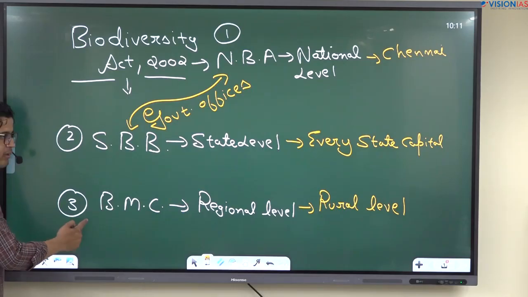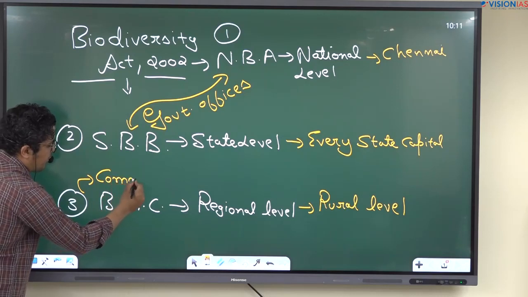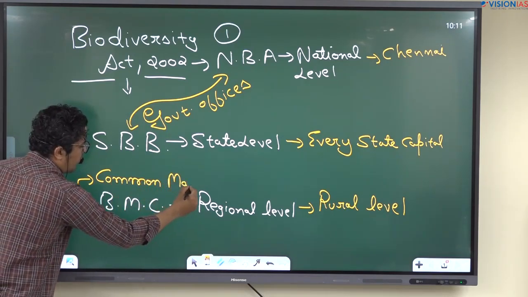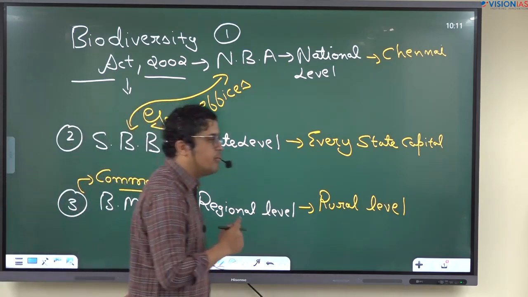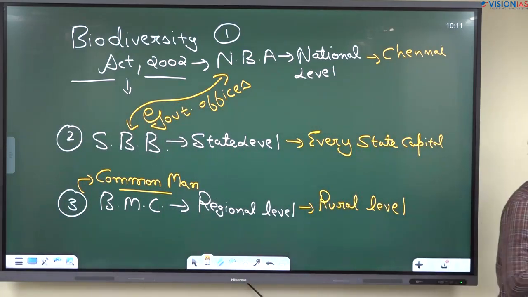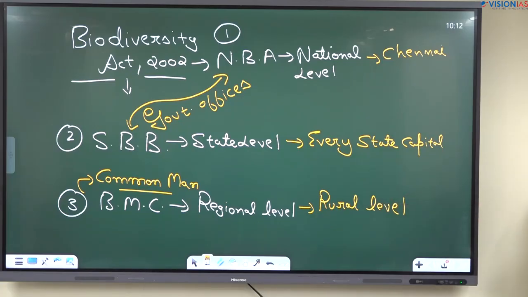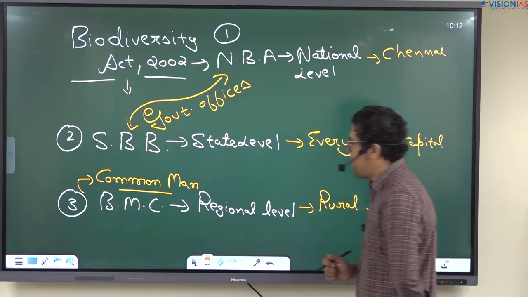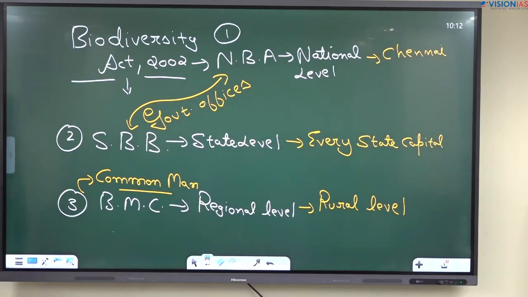But this BMC does not come under government. BMC is made by the common man of that area. It is not a government office. People living in that area will make a BMC. So the first two are government offices. This regional level organization is made by the common man of that region. So this is the hierarchy we should be clear about.